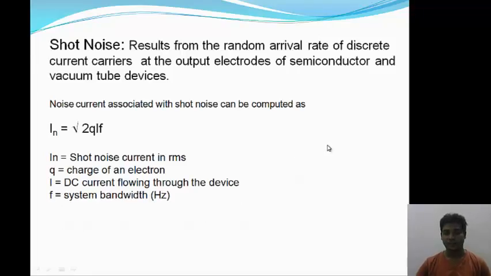What is shot noise? It mostly occurs in semiconductor or vacuum tube devices. It results from the random arrival rate of discrete current carriers at the output electrodes of the semiconductor and the vacuum tube device. The noise current associated with shot noise can be computed as In equals root over 2qIdcF, where In is the shot noise current in RMS, that is root mean square value, q is the charge of the electron, Idc is the DC current flowing through the device, and F is the system bandwidth in Hertz.